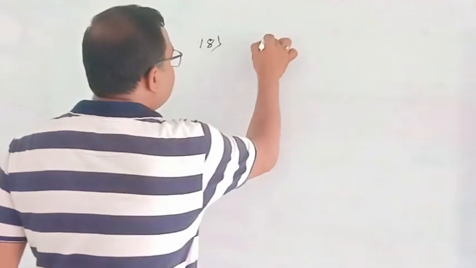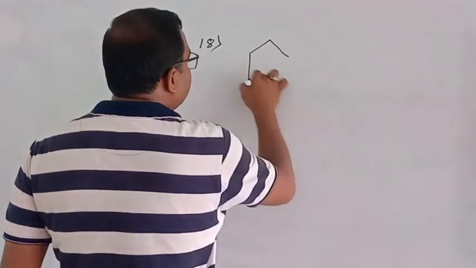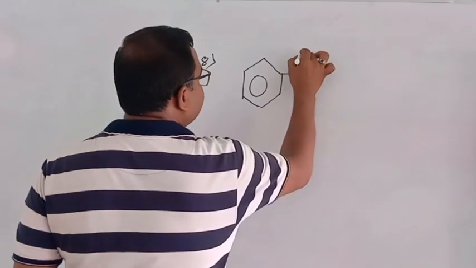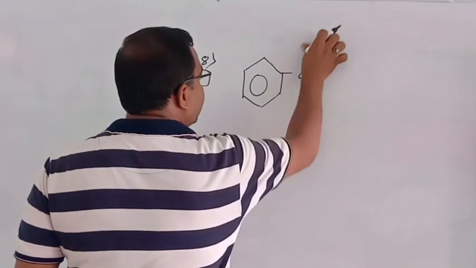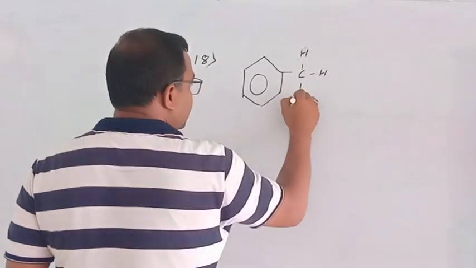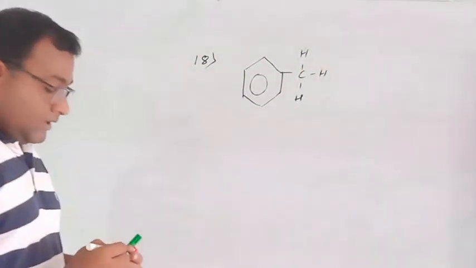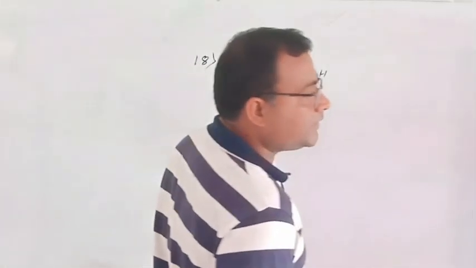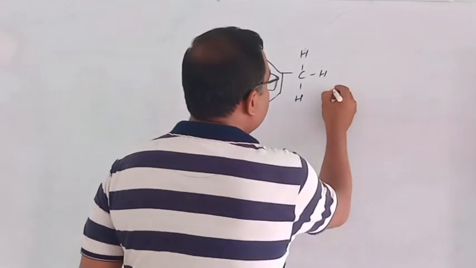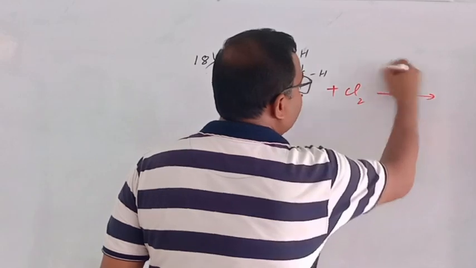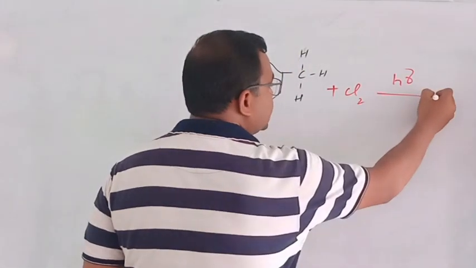Toluene is methyl benzene. Toluene has a CH3 group, which I can write as R-CH3. It reacts with chlorine in the presence of h nu.